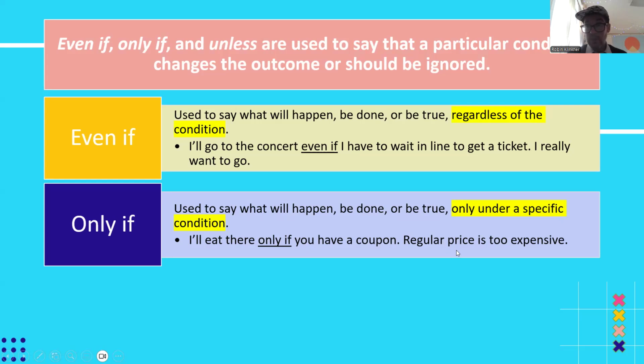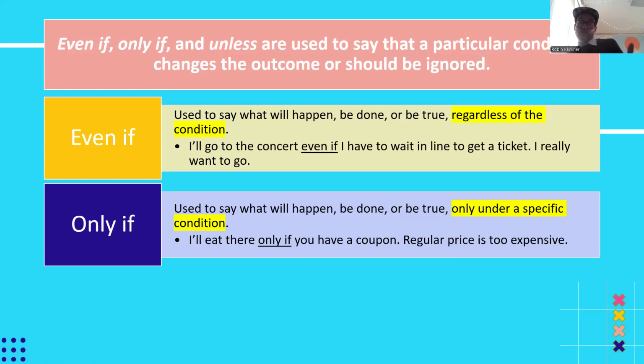I'll eat there only if you have a coupon. Regular price is too expensive. Maybe I want to go to that restaurant. Maybe I've seen pictures of that restaurant's food on the internet, on social media, and I'm like, oh man, I want to go there someday. But then you look at the price and you're like, I really can't afford it. I just don't have the money. But if you have a coupon, I can go there. So I'll eat there only if you have a coupon.